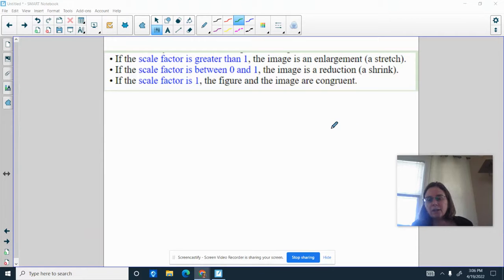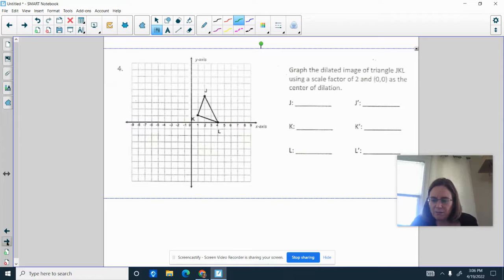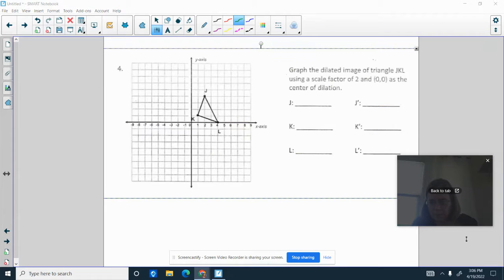If you have a scale factor of 1, that means the image and the pre-image are exactly the same size, same shape. They are congruent. They're not shrinking or stretching. So let's put this in action. So I have an example here.